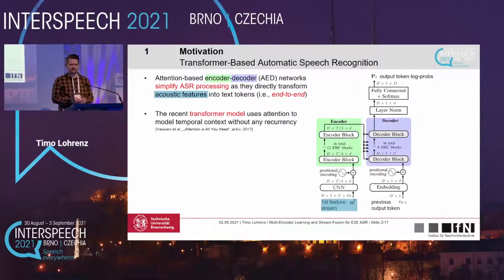Yes, when I checked yesterday in the evening, about 10% of the papers at that conference have the tag end-to-end in the title. And so this is also why we look into such architectures here. To be a bit more specific, besides our entrenched users for automatic speech recognition, there are attention-based encoder-decoder networks that are actually able to simplify the whole ASR processing compared to hybrid approaches, as they are able to directly transform acoustic features into text tokens.